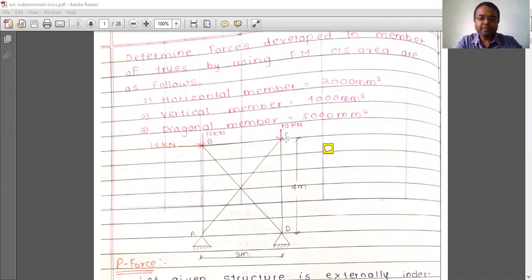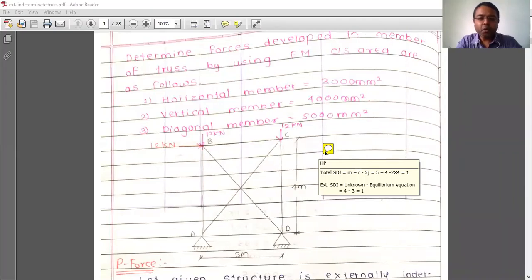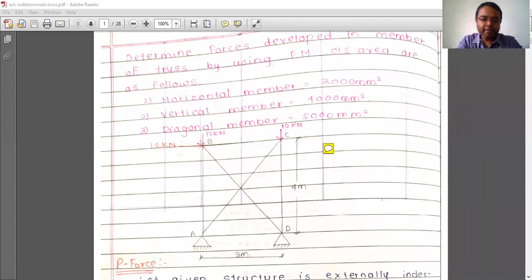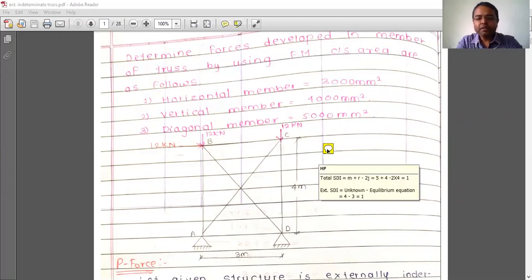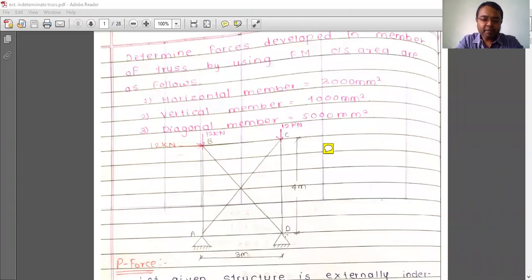Okay. So first of all, we will find its total SDI. The formula for total SDI is M plus R minus 2J. So you count the number of members. The members at the periphery are AB, BC, CD, 3 members, and inside 2 members are there. That is a total of 5 members. Here AD is not a member, it is actually the rigid base. AD is not a member.